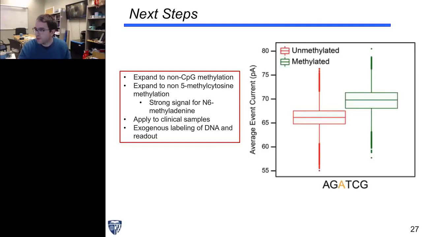And then another direction we're going with this methylation work is we're going to expand this to not just CGs. The way we trained and taught our model right now was to look pretty much only at CG methylation. We want to expand that. We also want to expand to looking at non-methylcytosine methylation. So we want to look at GATC, because we think we're going to be able to use that for exogenous labeling of DNA and be able to label where DNA is in the nucleus and whether it's open or closed chromatin. So we're excited about that. And we also want to apply this to real clinical samples, not just cell lines. We want to take out some tissue and sequence that with Nanopore.